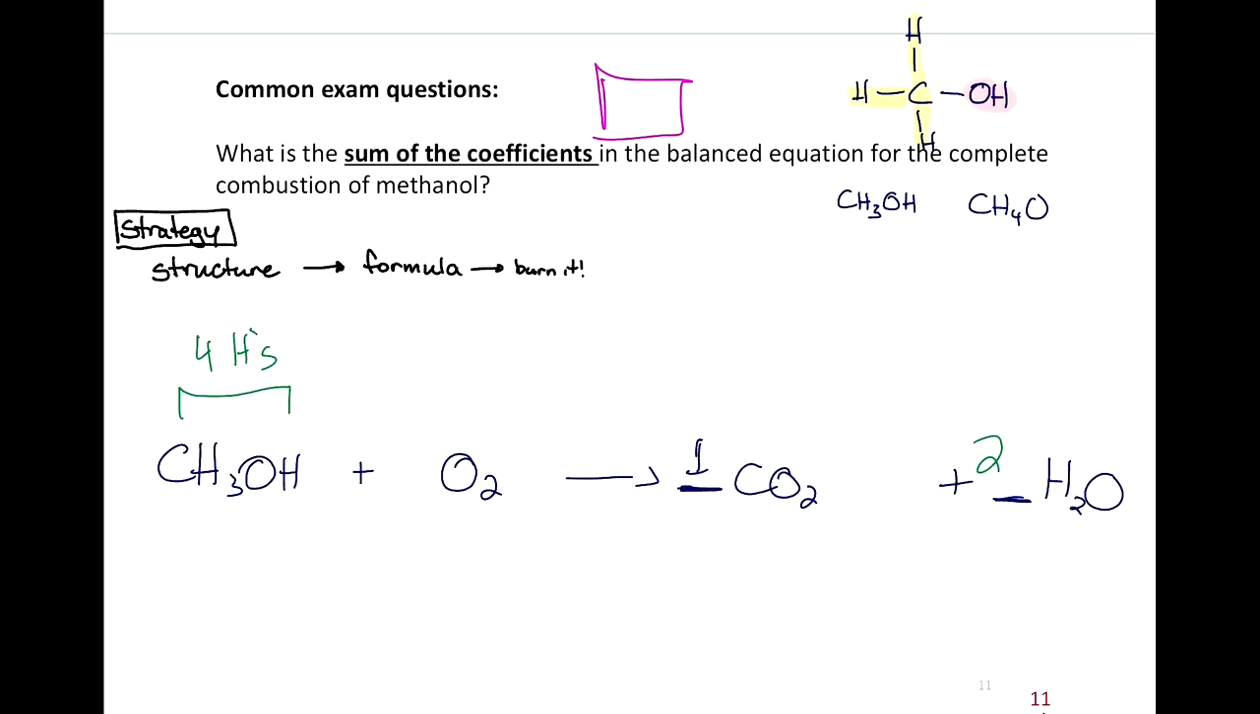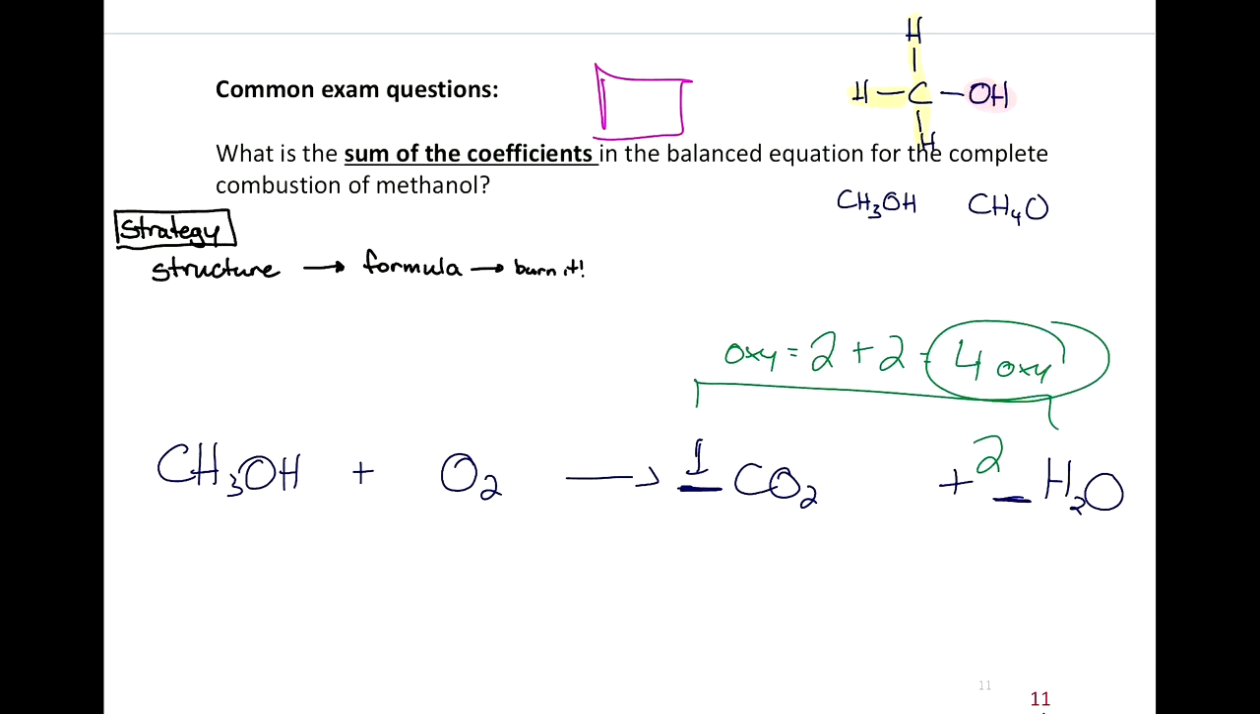Then what's the next step? Oxygens. And so I still follow my exact same strategy as before. We're done with the product side, so I'll take inventory of all of the oxygens on my product side and make sure my reactant side matches. Two oxygens are coming from CO2, and then 2 are coming from water, so there's a total of 4 oxygens present. I need to make sure my reactant side also has 4 oxygens present.